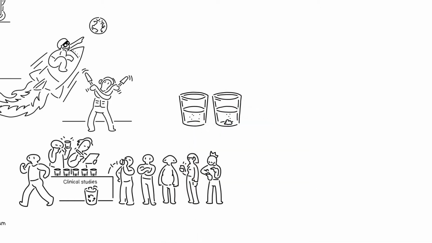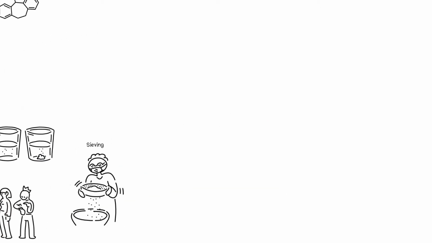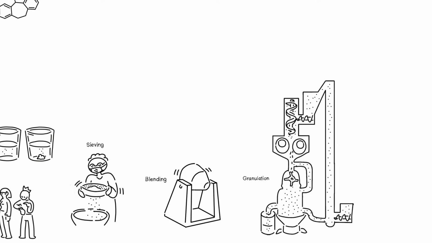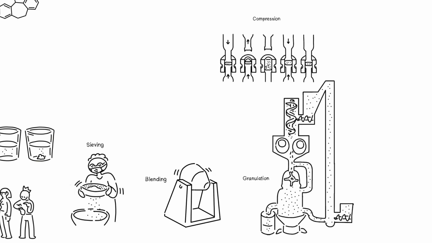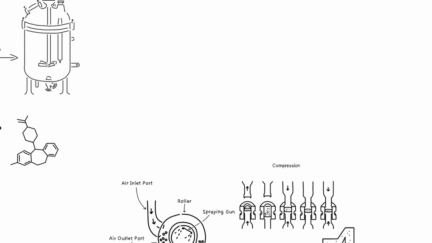A typical manufacturing process of tablets involves unit operations such as sieving, blending, granulation, compression, and coating to form medicines that can be ingested.